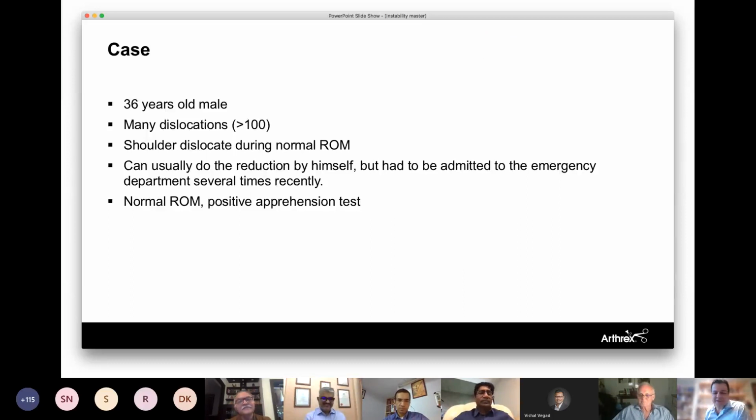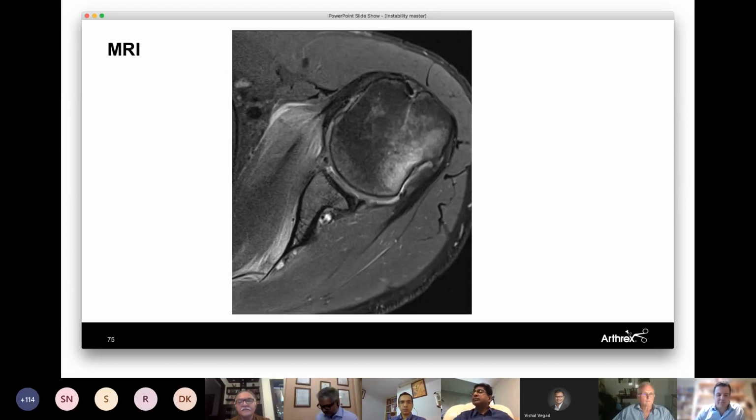I will start with a case. It's a 36-year-old male who has had many dislocations, over 100, and he can dislocate the shoulder during normal range of motion when he just lifts his shoulder, so it can pop out. He used to relocate it by himself, but sometimes he had to be admitted to the emergency department for relocation. He has a normal range of motion, but a really positive apprehension test, and he's really afraid of doing abduction. Here we see the MRI.